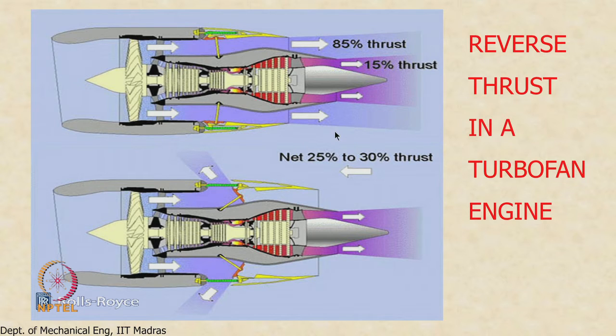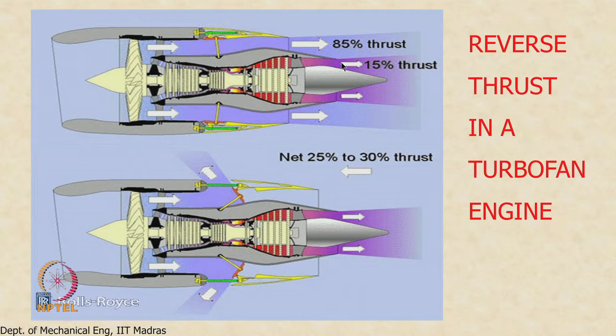Thrust reversal, right? We saw thrust reversal in a turbojet engine which had only one nozzle, and we had these clamshell thrusters which were deployed when the thrust has to be reversed. But in a turbofan engine, it does not make sense to provide thrust reversal here, because this generates only 20 to 25% of thrust. The thrust reversal must be deployed in the stream which produces the bulk of the thrust, and that is the fan stream.